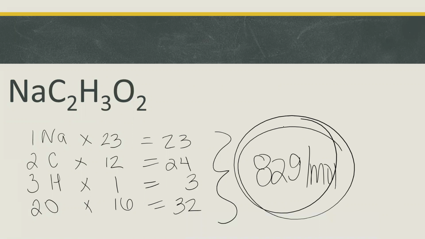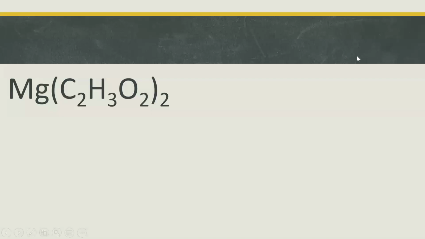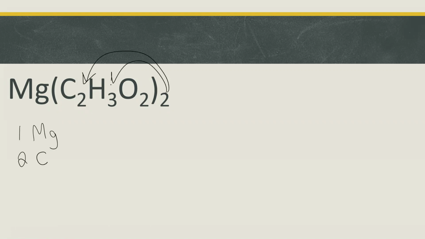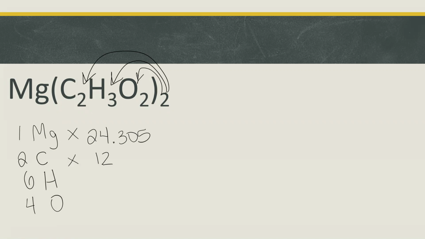All right, let's see what's next. All right, 2 more. Let's go a little more complicated. So I've got 1 magnesium, 2 carbon, 6 hydrogen, 3 times 2 is 6, 4 oxygen. Okay, magnesium is about 24.305. So I'm just going to leave that one. Carbon's about 12, hydrogen about 1, oxygen about, whoops, I almost did it again, about 16.